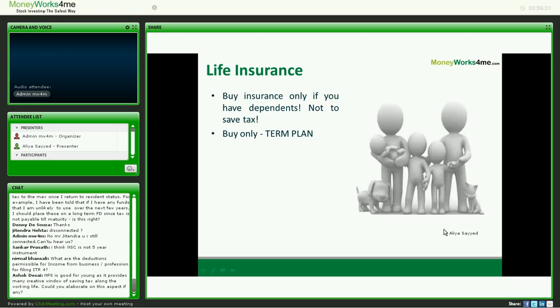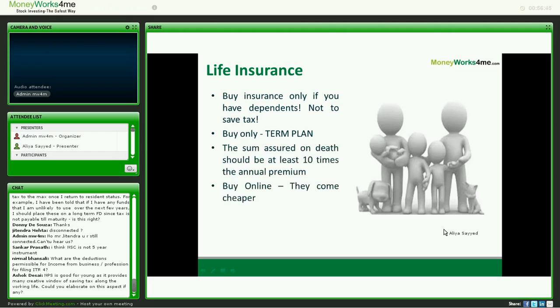Secondly, if you buy life insurance, go for a term plan only, because that gives you the best coverage. Do not mix it with other schemes like endowments or ULIPs, because term plans will give you better returns. If you want to invest in endowments, you would rather invest in PPF and a term plan. That will give you a better return than going for an endowment.